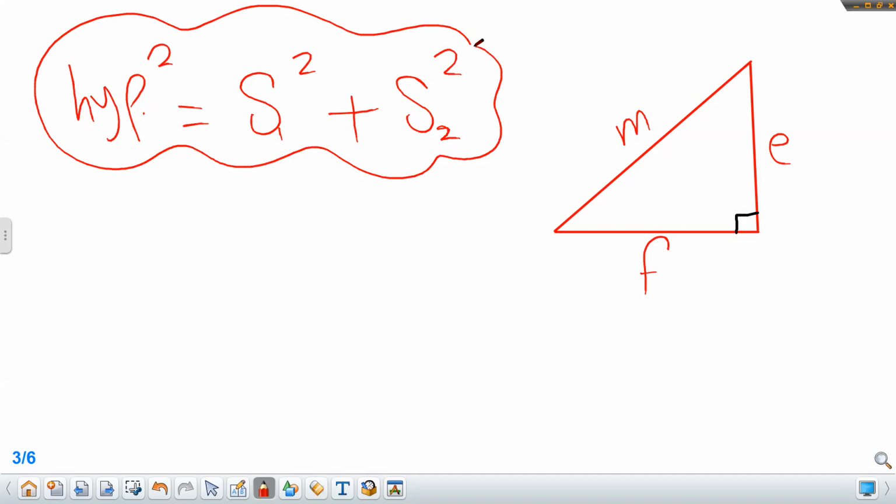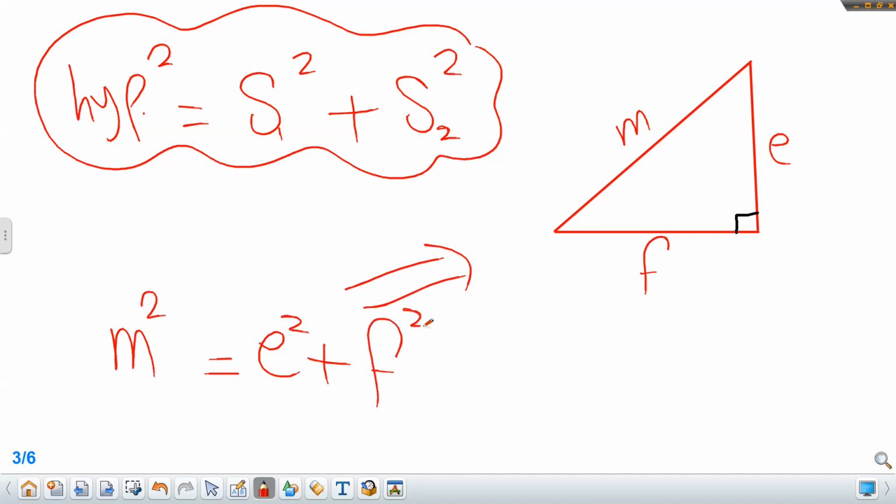So for every right angle triangle, we can say hypotenuse power 2 equals side 1 power 2 plus side 2 power 2. So in this triangle, what can you say? Yes, M power 2 equals E power 2 plus F power 2.